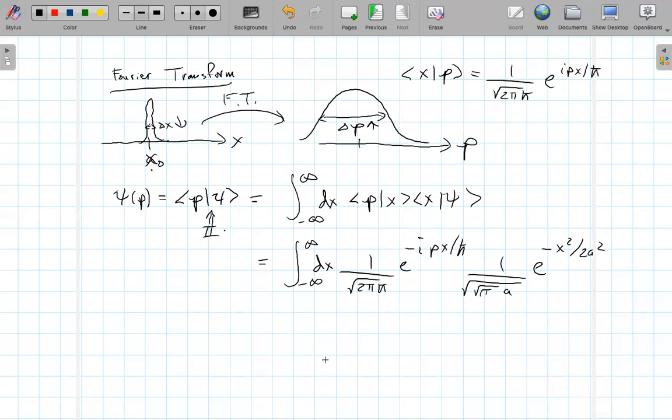Quick question. Sure. Is the h bar on the inside of the square root or the outside? Inside.